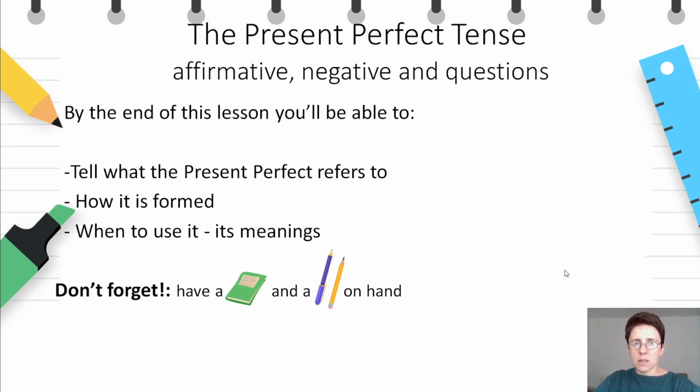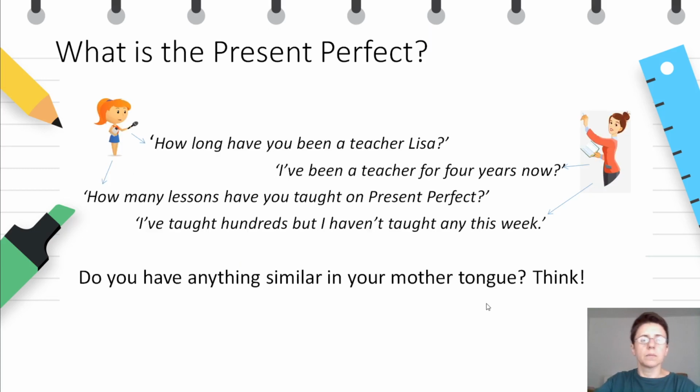In today's lesson, we are going to talk about the present perfect tense. By the end of this lesson, you'll be able to tell what the present perfect refers to, how it is formed, and when to use it, its meanings. Don't forget, have a notebook and a pen or pencil on hand.